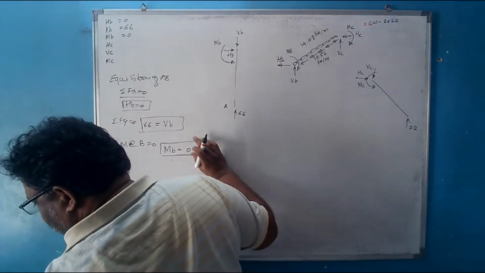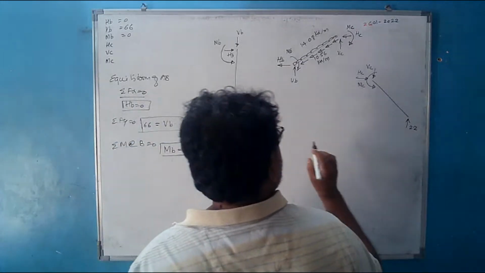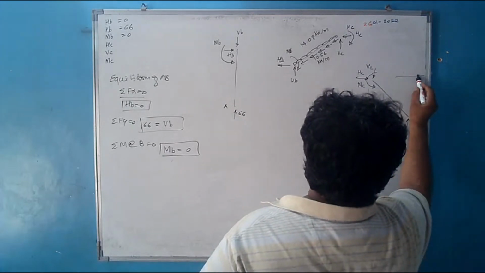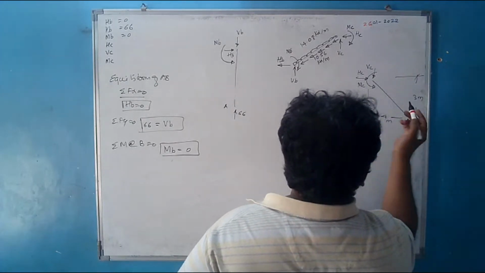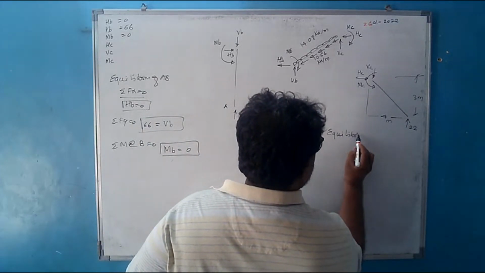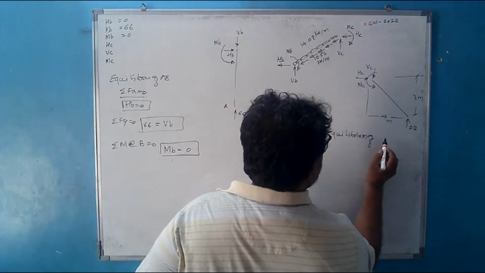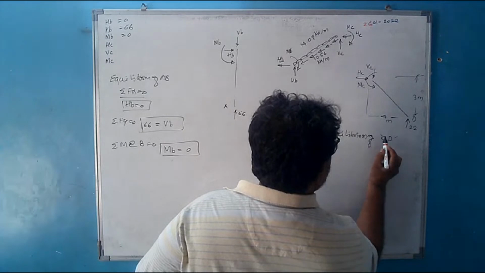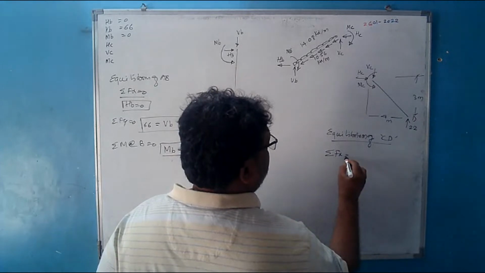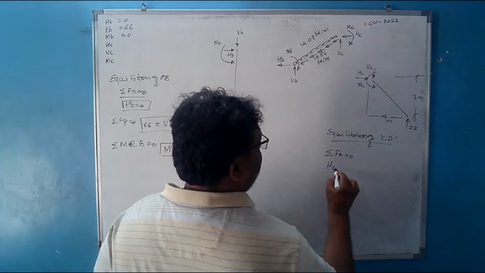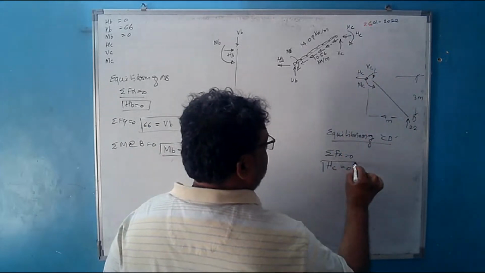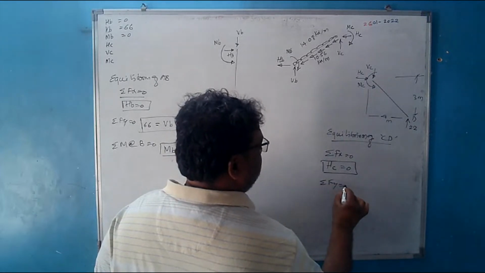What were the dimensions? The horizontal distance was 4, and this vertical distance was 3 meters. Now see it from equilibrium of member CD. What you will do if you do sigma Fx is equal to 0, it will be HC which is acting right. There is no other horizontal or inclined force acting in the system, so HC is equal to 0. Do sigma Fy is equal to 0.